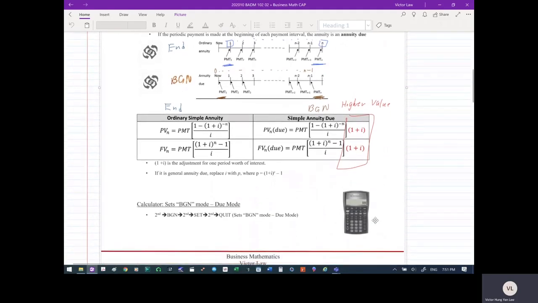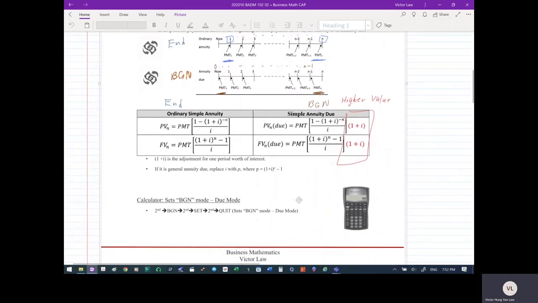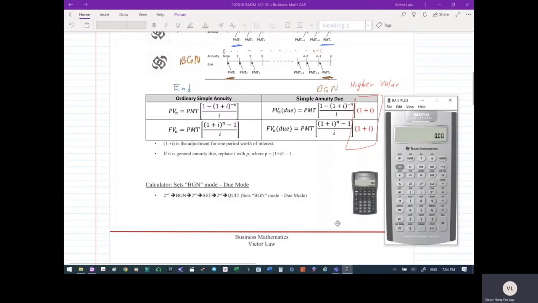And how it works on the financial calculator, how we set the calculator to BGN mode, to beginning mode, the instruction is here. Second function BGN, second function set, second function quit. That's how you set the calculator to BGN mode. If you want to cancel the BGN mode, you do the same: second function BGN, second function set, second function quit. So right now I'll show you how to set your calculator to BGN mode.